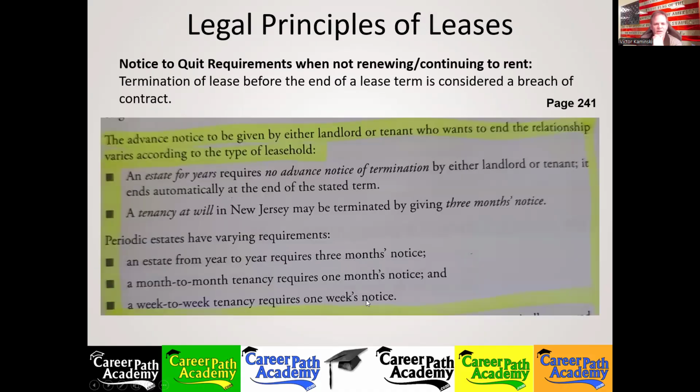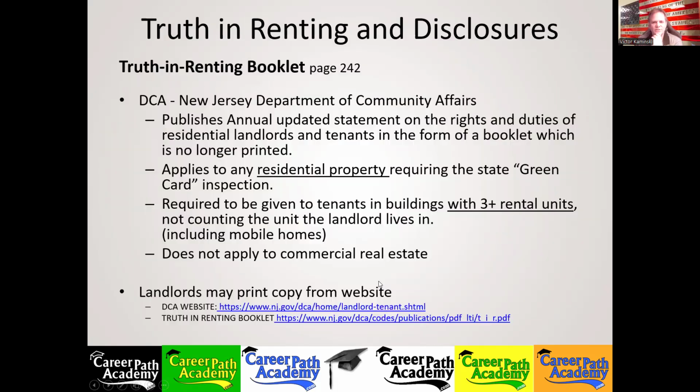Okay, we did this for the different estates, the notice. Then we talked about the DCA, the green card does not apply to commercial property. You could print the Truth in Renting booklet directly from the DCA's website. This is the link that works. And here's the new DCA website link where you could get that in English or Spanish. It is available.